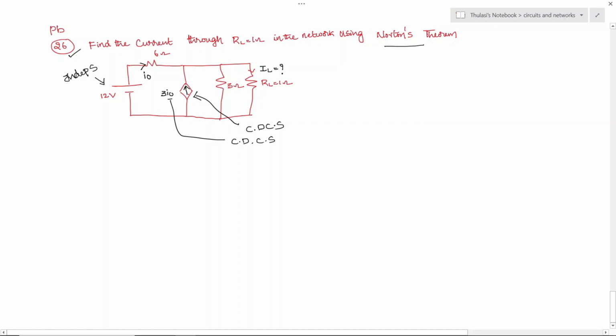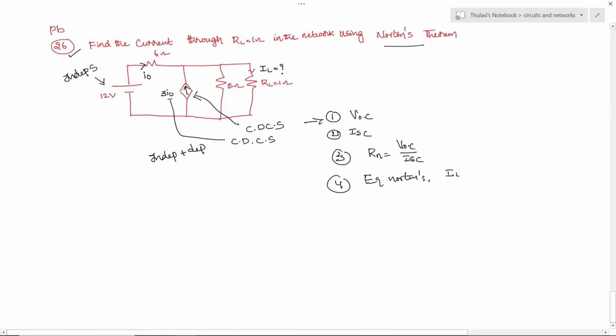When you have an independent source and a dependent source, the procedure is: first we need to find the open circuit voltage, and second we need to find ISC. Then using these two data we find R Norton or R Thevenin, which is equal to VOC by ISC, and then construct the equivalent Norton's circuit. Then we can find IL from it. Now let us see how to solve. In the first step, I'm going to find VOC.